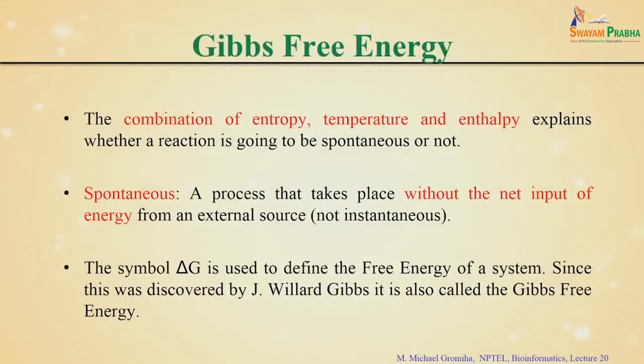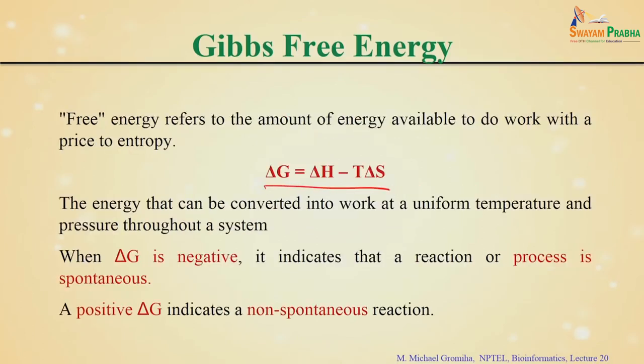Now if we have the enthalpy and the entropy, along with temperature, we can explain the free energy, that is called Gibbs free energy. This free energy is spontaneous if there is a net input of energy. We use a simple delta G to define Gibbs free energy, and we use the word Gibbs because it was first discovered by J.W. Gibbs. We can combine the enthalpy, entropy, and temperature using the equation delta G equal to delta H minus T delta S.